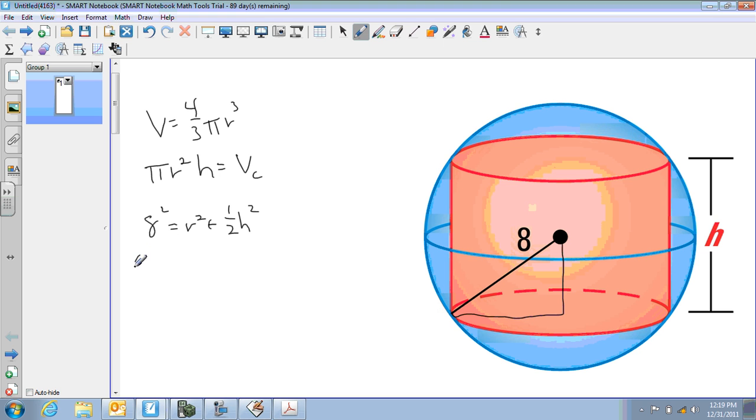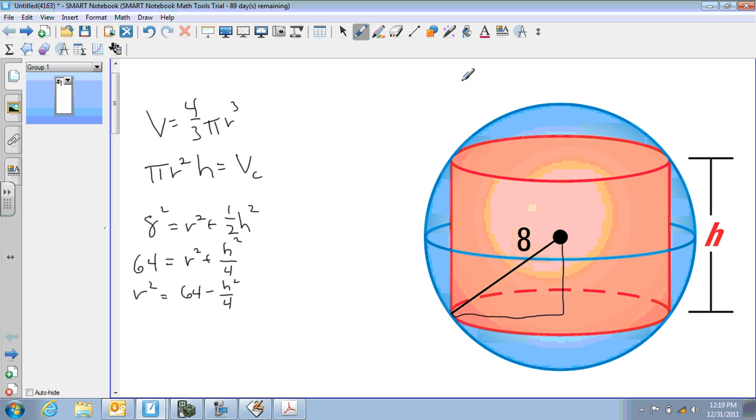So I get 64 is equal to r squared plus h squared over 4. Because I want to solve for r, I can have r squared equal to 64 minus h squared over 4.